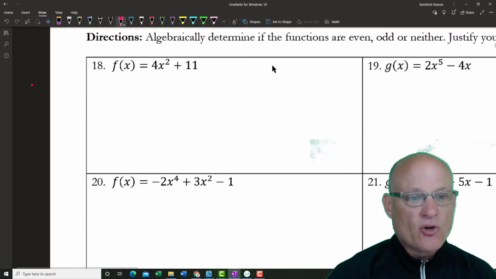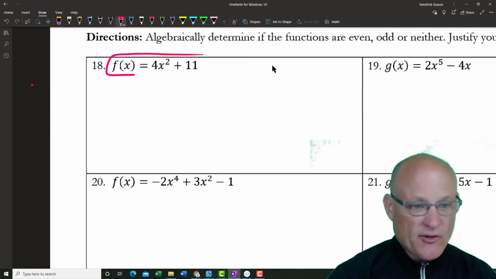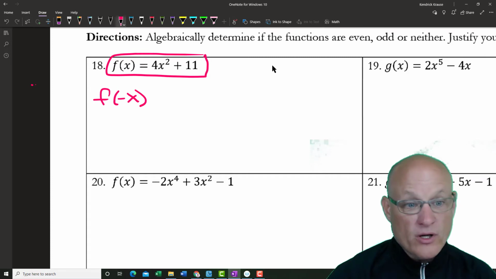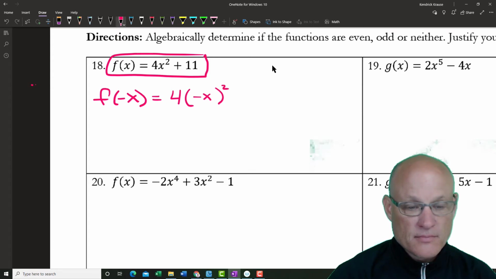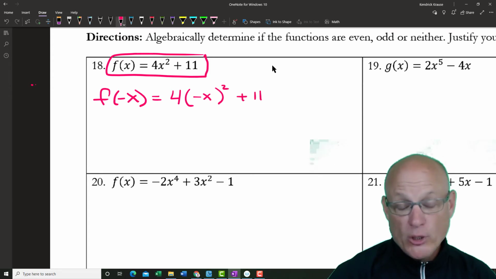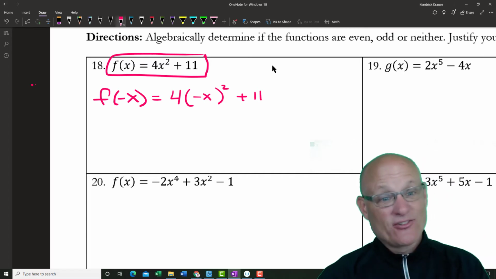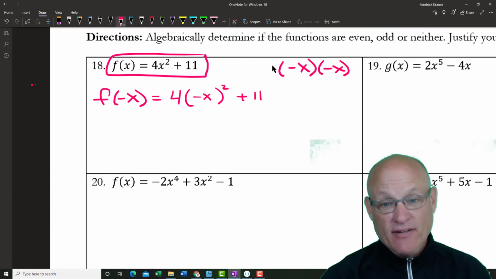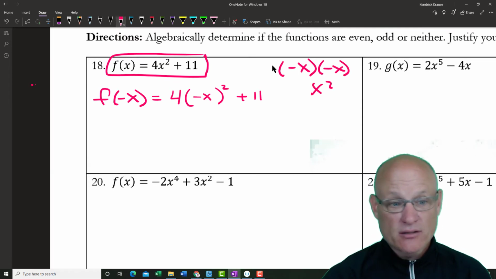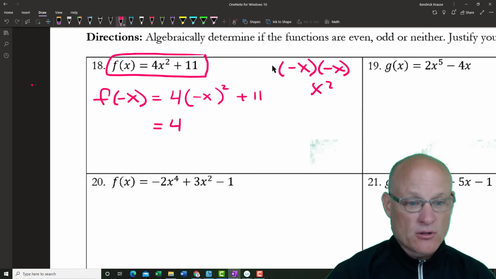So I'm going to check. This is our original function. We want to see if when we evaluate f of negative x, we're going to get back that same exact thing. So if you remember from a long time ago, what we do is we take whatever's in here and we plug it in for x, plus 11. Okay. Well, what is negative x times negative x? What is negative x squared? Negative x times negative x is x squared. So this just turns out to be 4x squared plus 11.